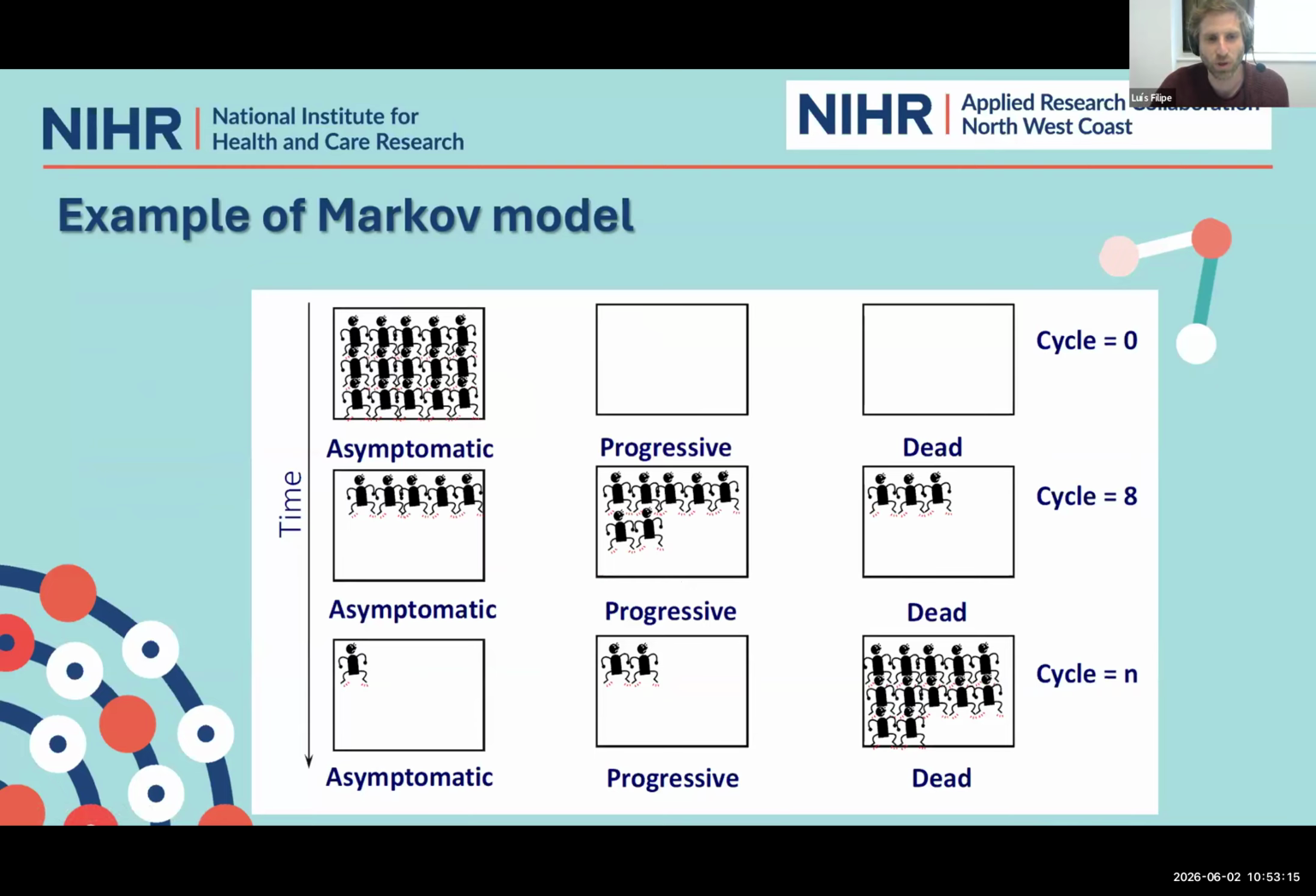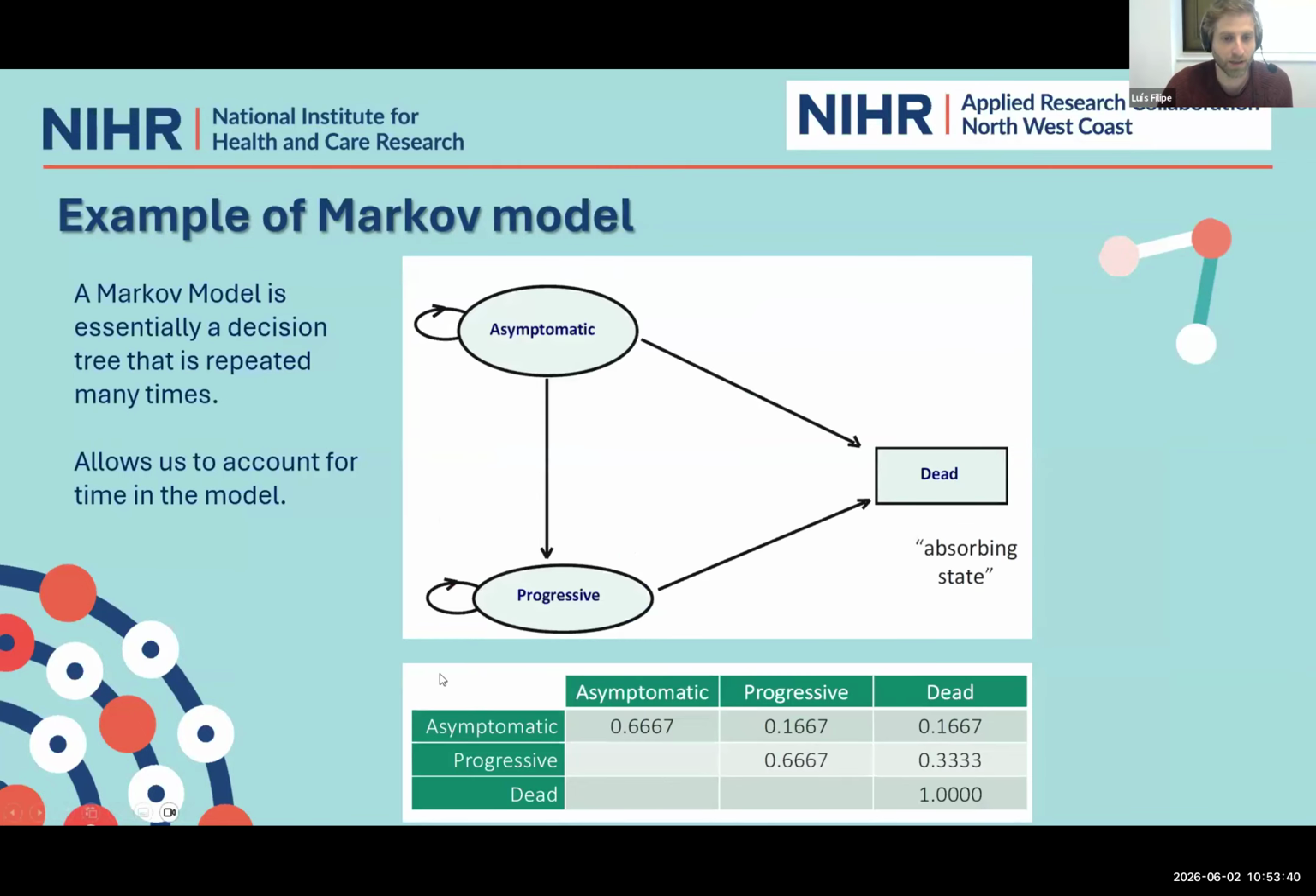So this is what we call a cohort model. We don't look at any person individually. We just look at a certain cohort. So if you start, everyone is in the asymptomatic state. So you can see the figures here. No one, this is empty. The progressive and the dead state are completely empty. And when time passes, so let's say a year passes, you will apply these probabilities.